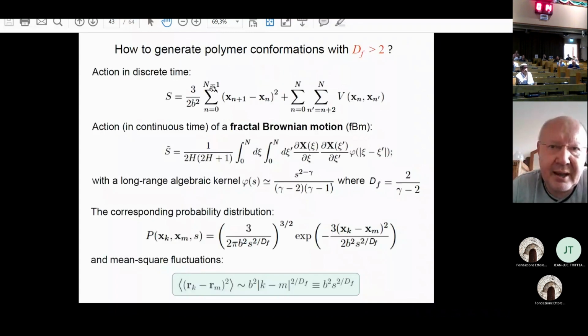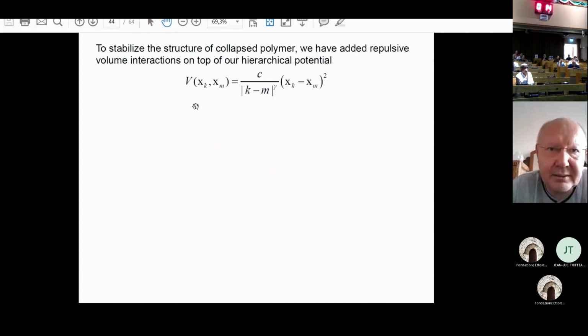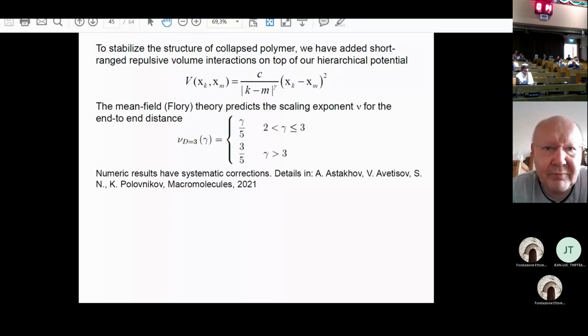Okay. Now, having this in hand, we can try to do something numerically and stabilize the structure of the collapsed polymer. On top of the hierarchical interactions, we have added some repulsive volume interactions. And then we can compute the critical exponents. These are analytical computations. We can compute the critical exponents and look whether they are consistent with numerical simulations or not.